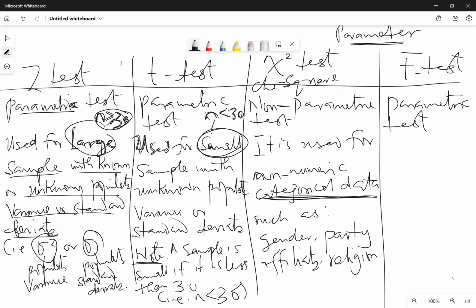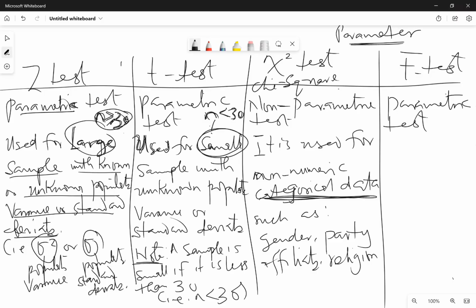I've also taught you data by category. I said data can be numeric or non-numeric. So the data can be categorical, or we say it is ordinal. I think I mentioned that. So we use chi-square for non-parametric data test that is categorical in nature.